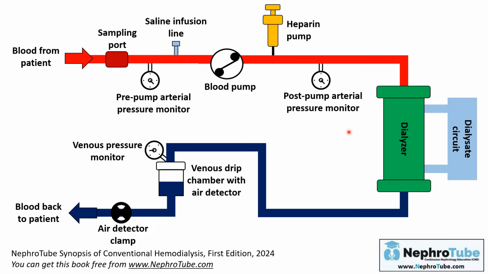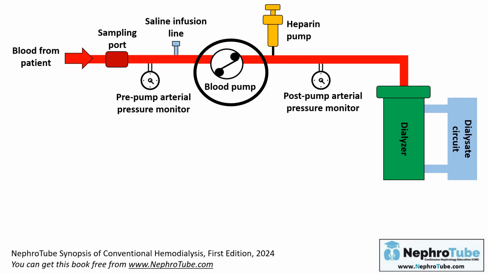So we discussed now the first component of the extracorporeal circuit, which is the blood tubing set, which consists of the arterial segment or arterial line and finally the venous line. The second component of the extracorporeal circuit is the blood pump.